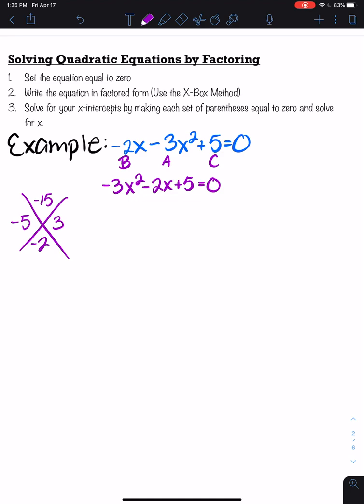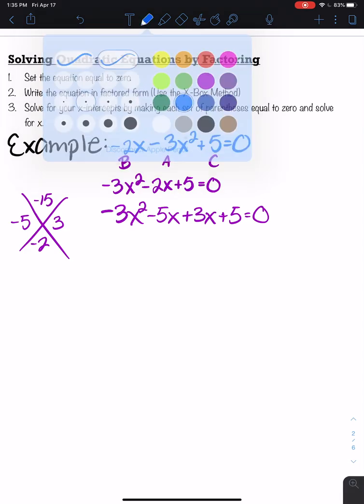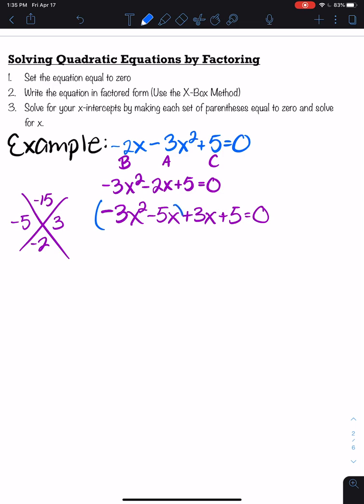From here, I can rewrite, replace, rewrite. So I'm rewriting my a value, negative 3x squared. I'm replacing negative 2x with negative 5x and positive 3x. And then I'm rewriting my c value, positive 5. Next, I want to group my first two terms and my last two terms. And I want to look at what I can factor out.